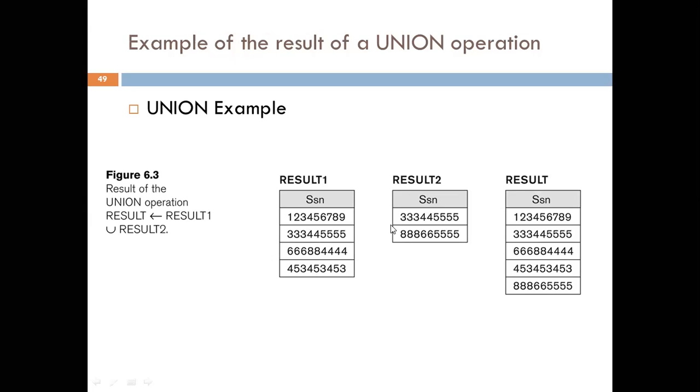So here if you can observe, there is a duplicate, that is this particular 3344555. It is present in both result 1 and result 2, but when we perform the union operation it will be present only once because in sets duplicates are eliminated. So if we perform union of result 1 and result 2, this will be the result of union.